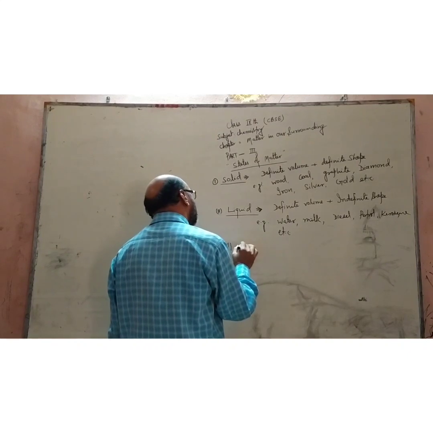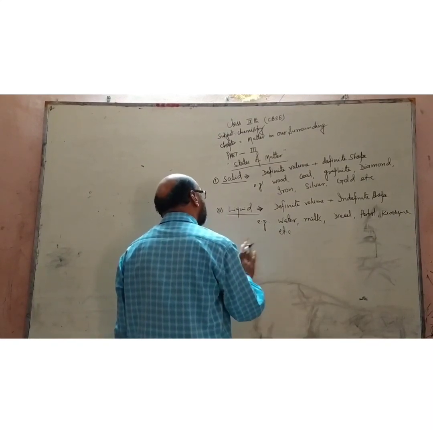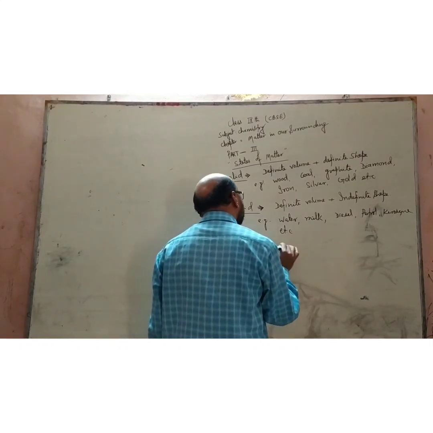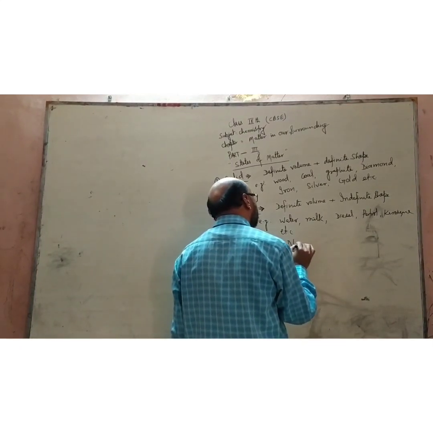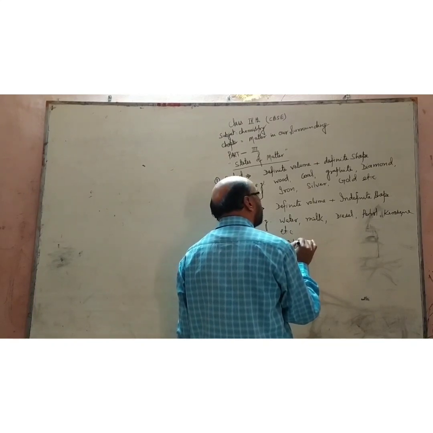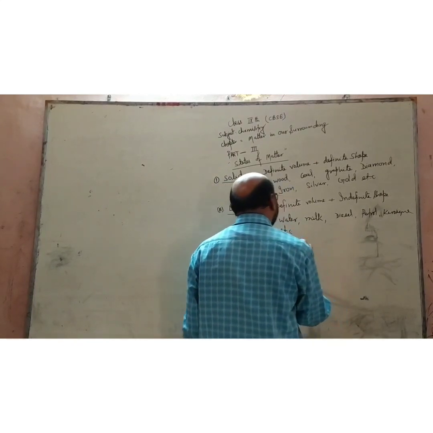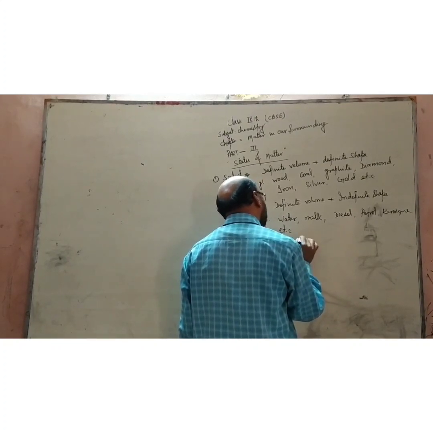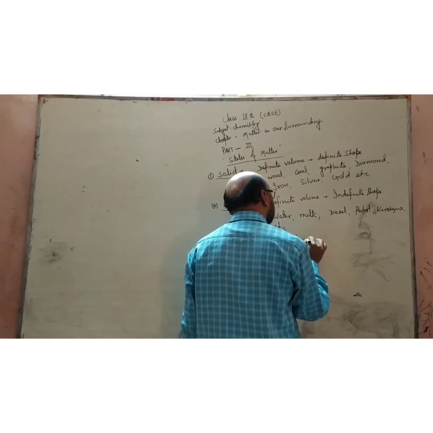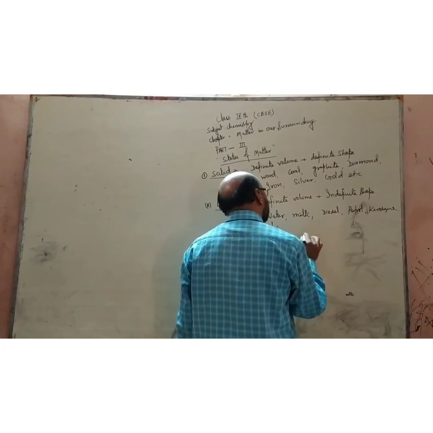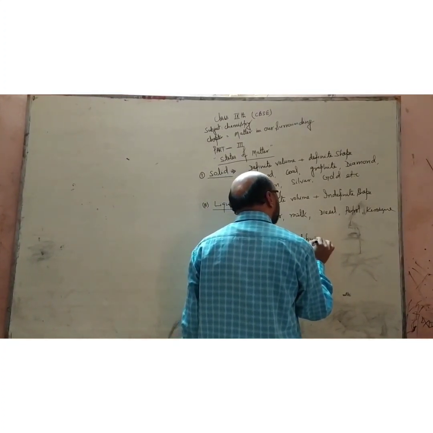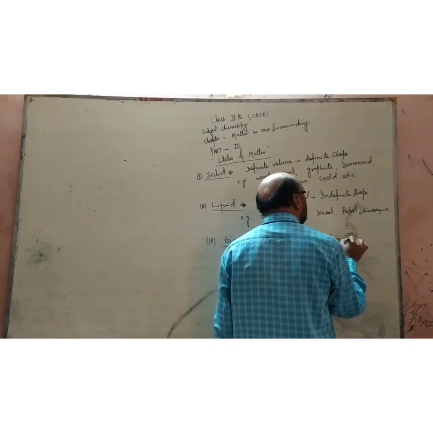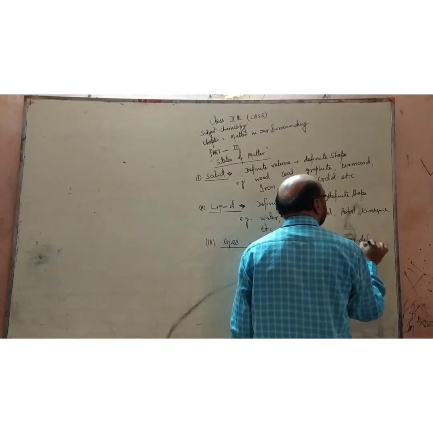The third state of matter is gaseous state of matter. Gases do not have definite volume and definite shape. Means the state of matter which have neither definite volume, nor definite shape.